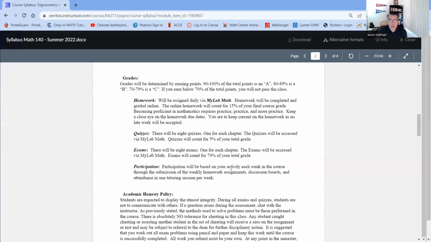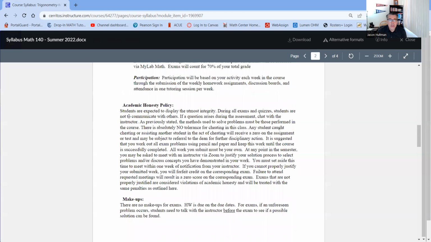Participation. Participation will be based on your activity each week in the course through the submission of the weekly homework assignments, discussion boards, and attendance in 1 tutoring session per week. And it's not stated here, but participation is 10% of your grade.